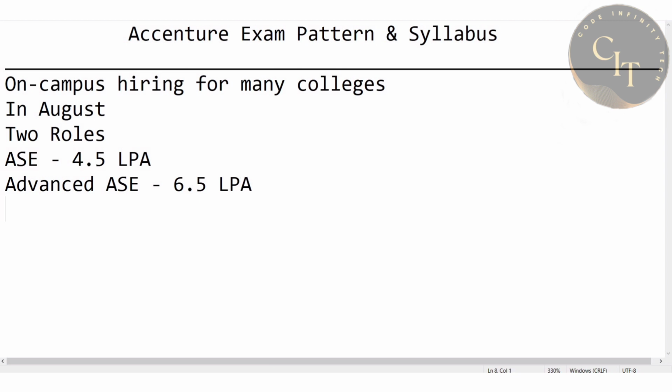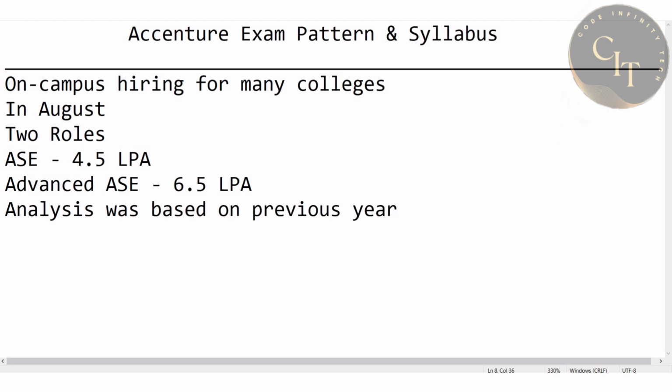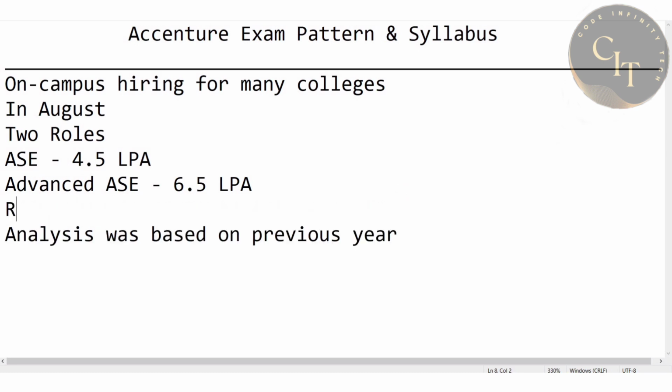Generally, for on-campus hiring Accenture hires for two roles. One is ASC, that is 4.5 LPA, and the other is Advanced ASC, that is 6.5 LPA. The enhanced salary details regarding each role were already mentioned in a video uploaded on my channel. I am giving the links in the description, in case you want to know the enhanced salary.